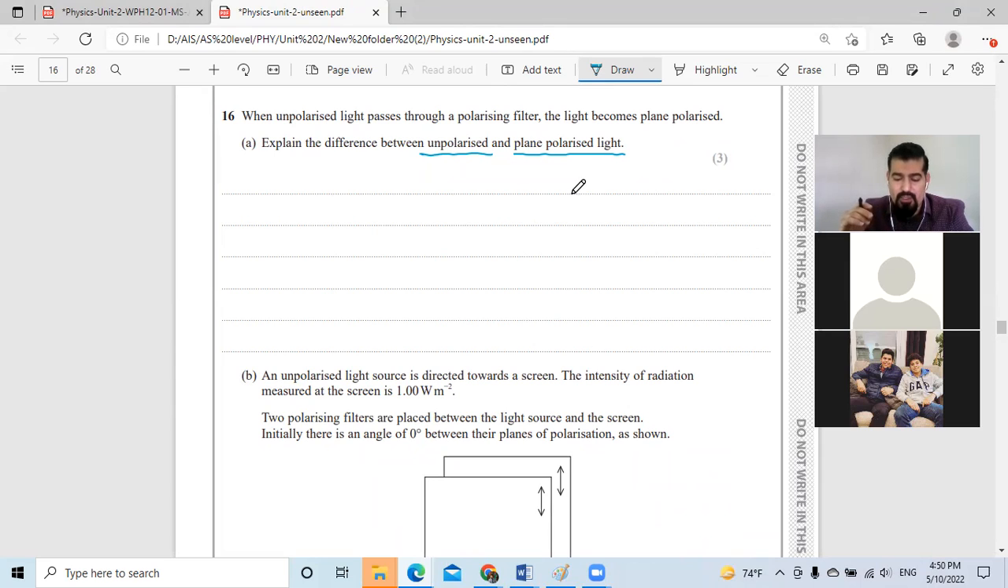So we have to write the word oscillates. That means the unpolarized light oscillates in many planes, but the polarized light oscillates in one plane that includes the direction of the wave travel. Do you want me to write it down? Okay, I will write it down, and you can write it down in two different ways. We have two different ways to explain the meaning of polarized light.